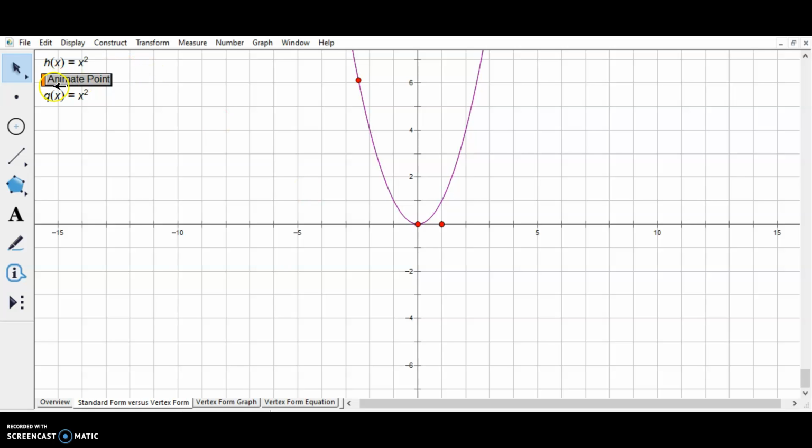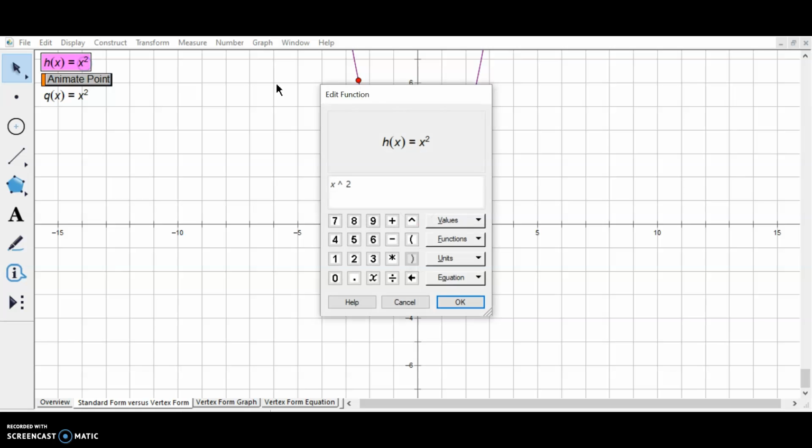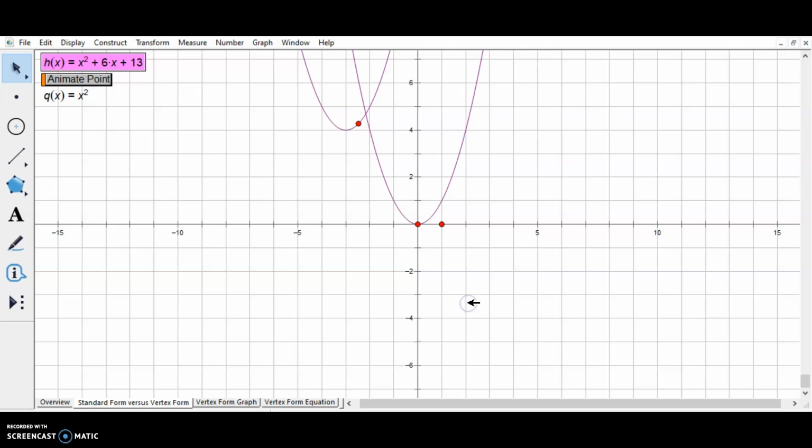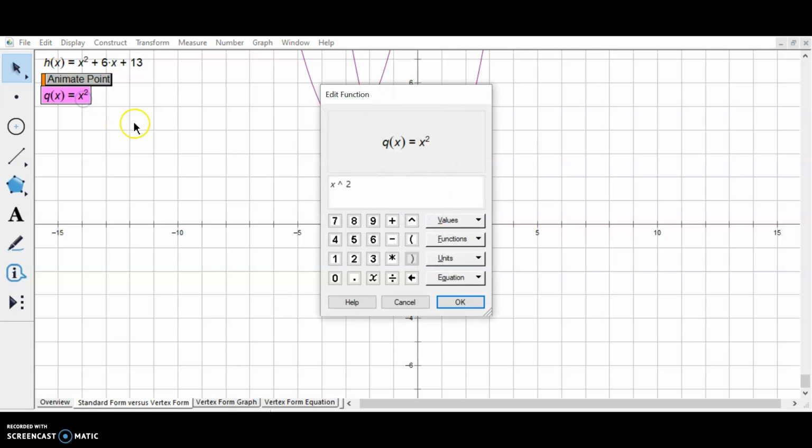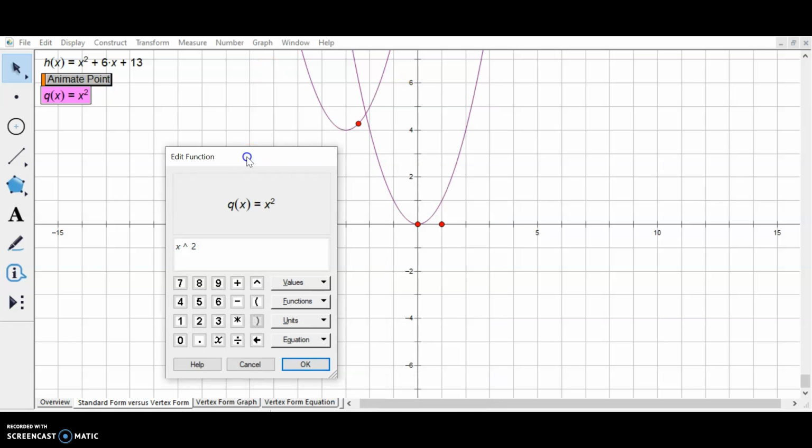Now we all agree that h of x and q of x are the same graph because x squared looks the same as x squared, and their parabolas are right on top of each other. So we know that these must be the same. But what happens when we make one equation x squared plus 6x plus 13, and we change this one to the vertex form of that standard form equation? So work with your partner, figure out what the vertex form is going to be of this.